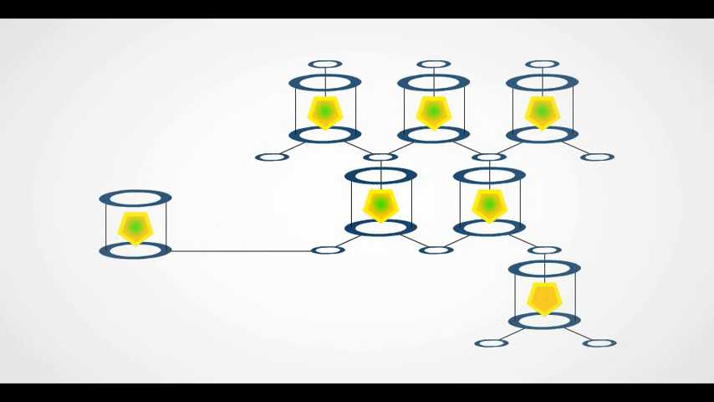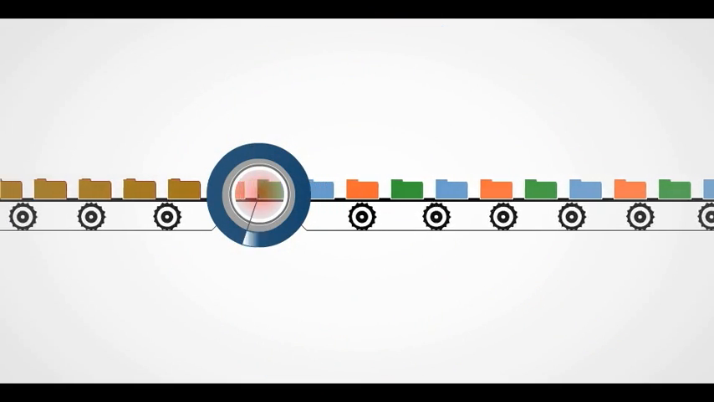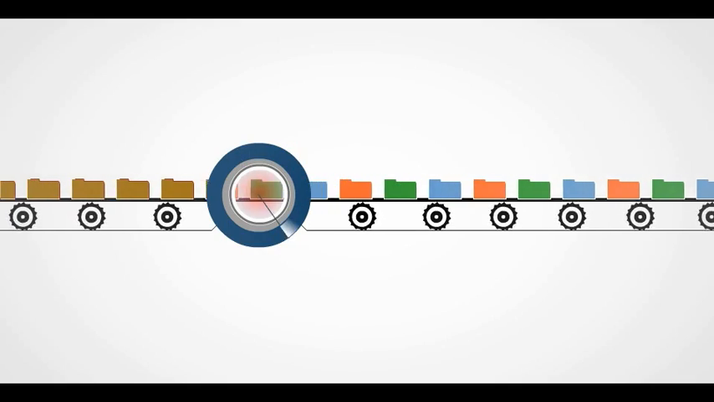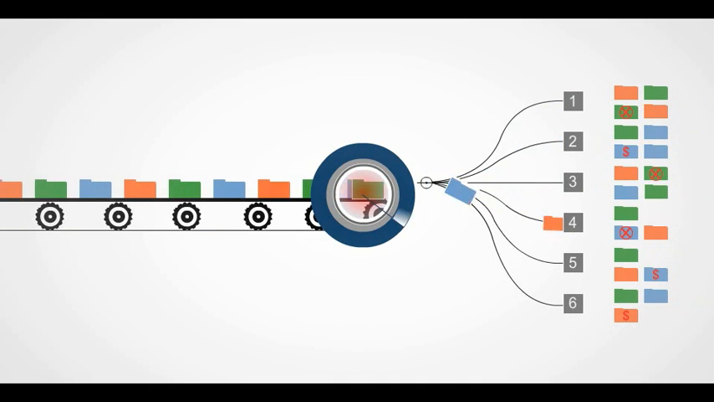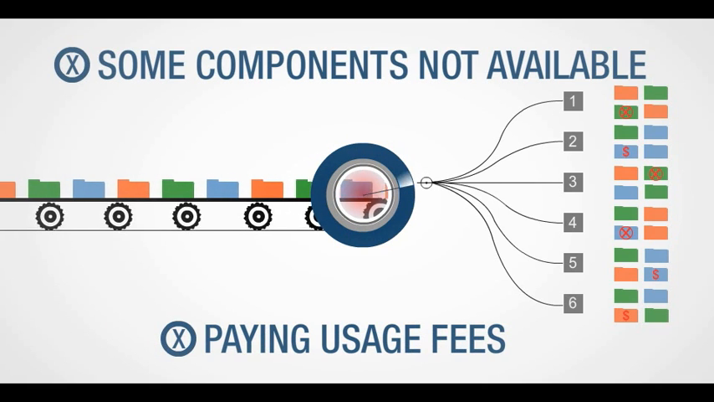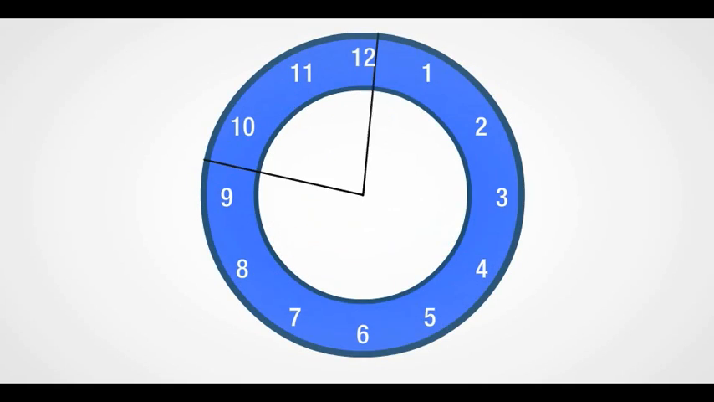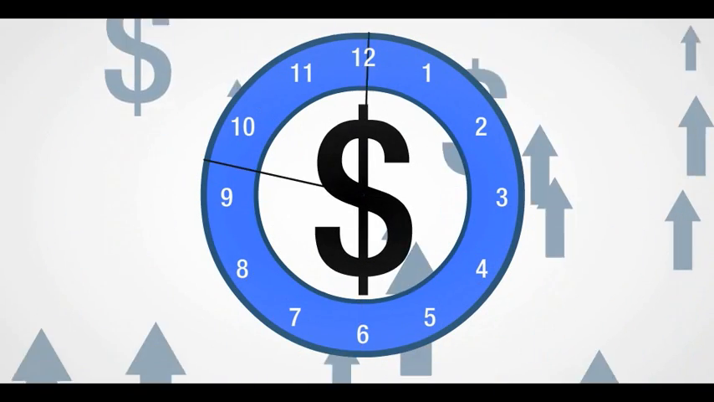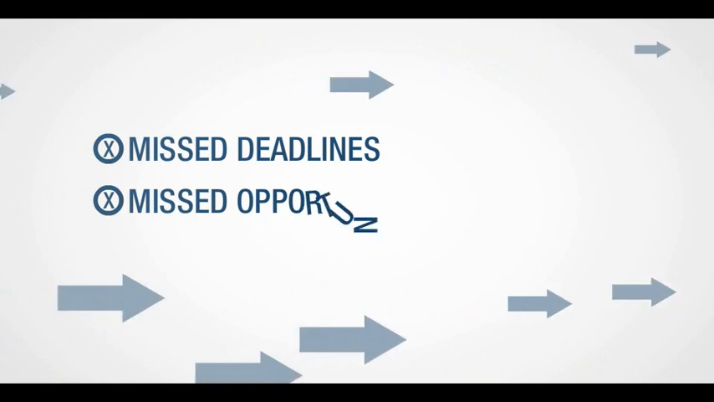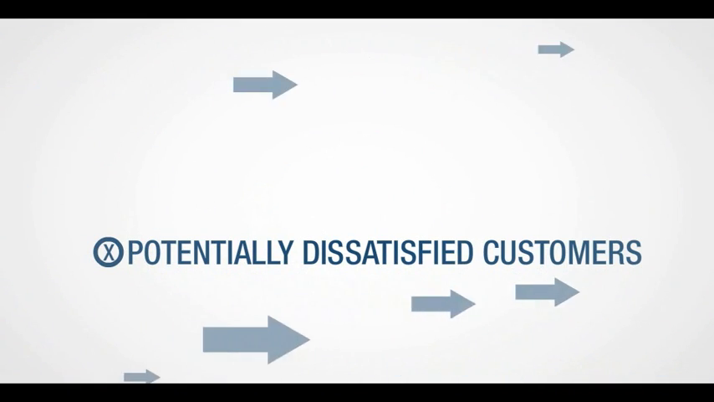The complexity of these composite applications makes testing more difficult for your development teams and more costly for your business. While agile teams are developing and releasing new functionality at an accelerating rate, there's a lag when it comes to testing. Test environments are taking longer to stand up. Some components are not available for testing when you need them, or you may be paying usage fees each time you make a request to a third-party service. This can prevent testing from starting as the clock ticks and testers wait, driving up testing costs and increasing project risk. For your business, this can mean missed deadlines, missed opportunities, and potentially dissatisfied customers.